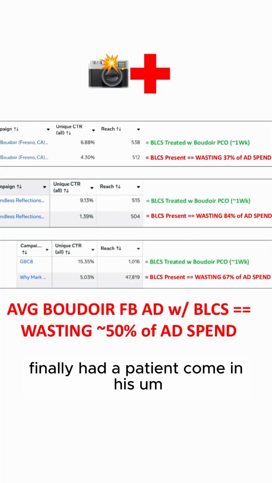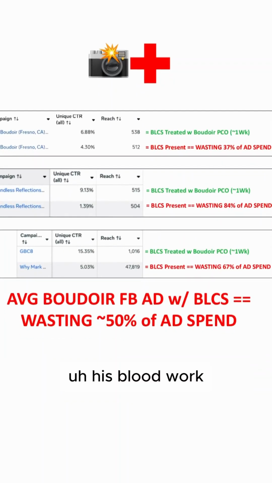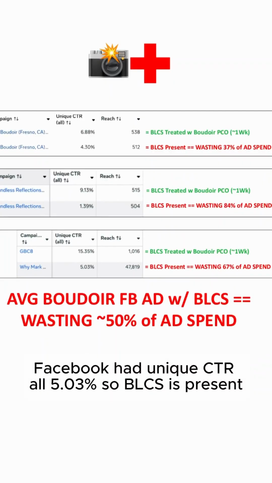Finally, had a patient come in. His boudoir Facebook ad unique CTR of 5.03%. So BLCS is present.